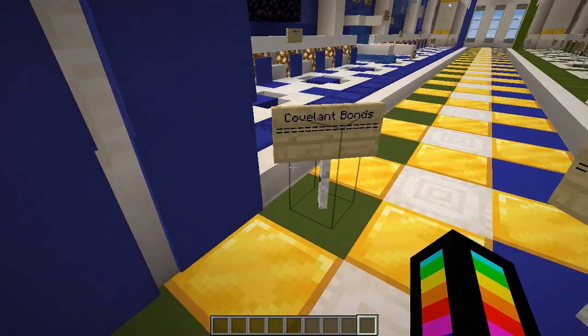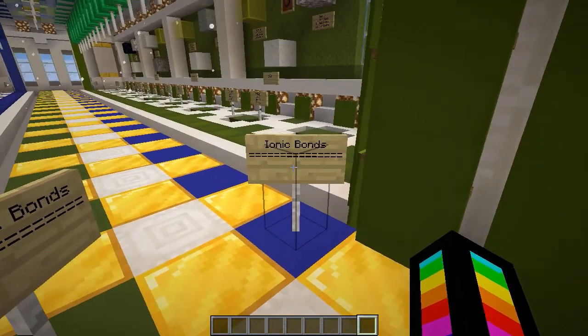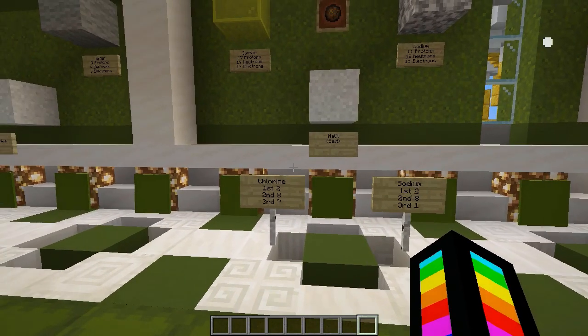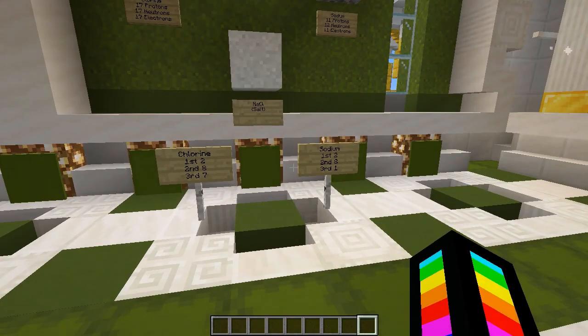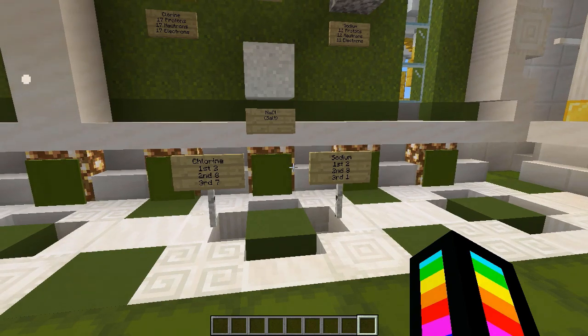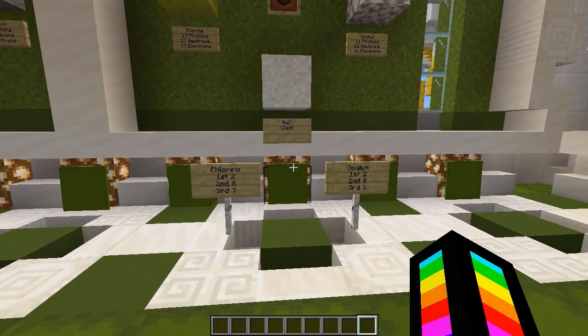So now we are done with covalent bonds. Now let's get to ionic bonds. Sodium has on its first shell 2, and the second is 8.